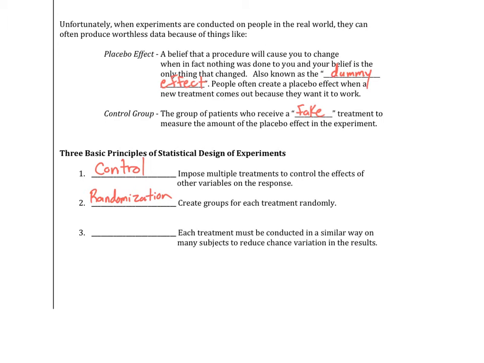And then replication. That means each treatment must be conducted in a similar way on many subjects to reduce the chance variation in the results. So you can't just do a study one time with one person and say, okay, it works. You have to repeat it many times to conclude on something. You can't just do it with the same person over and over again. You need multiple subjects to really show that the study is true or that the study works.